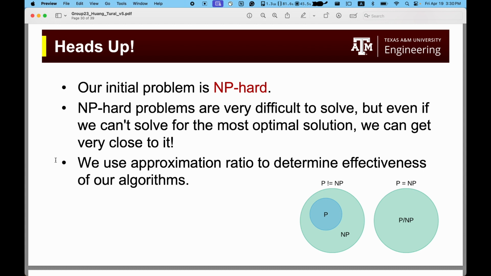We will also be showing more experiment results, but before showing them, I wanted to give you all a heads up. Our initial problem is an NP-hard problem, and NP-hard problems are very difficult to solve, and in fact, we don't really know if we can solve them polynomially or not. So just because they are very difficult problems, we cannot get to the most optimal solution, but what we can do is get very close to it. Earlier in this presentation, my teammate also introduced the ratio, and what this ratio means is the likelihood and the range of the optimal solution that we can get to, how effective our algorithms are and how close we get to the optimal solution.